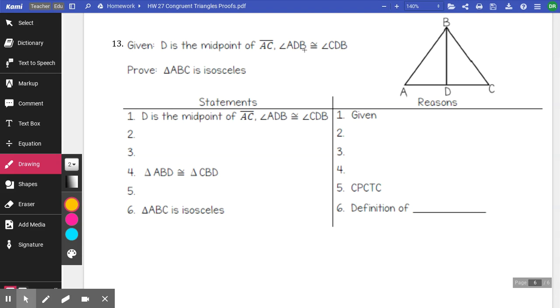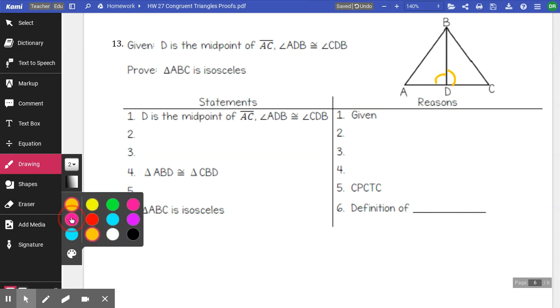And we have that two angles are congruent. We're told that angles ADB and CDB are congruent to each other. And so since that's part of our given information, let's go ahead and show that angle ADB here and CDB here. Okay. So we've had our given information shown.